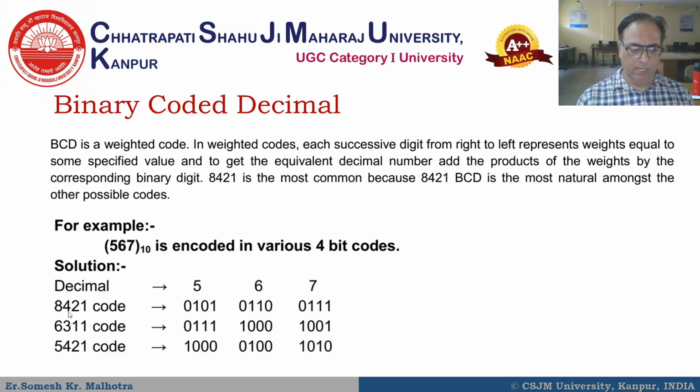8421 stands for the weighted positions. The third position has weight 8, the second position has weight 4, the first position has weight 2, and the last, zeroth position has weight 1. In such a way, for 5, that is 0101. Similarly, for the rest of the numbers.